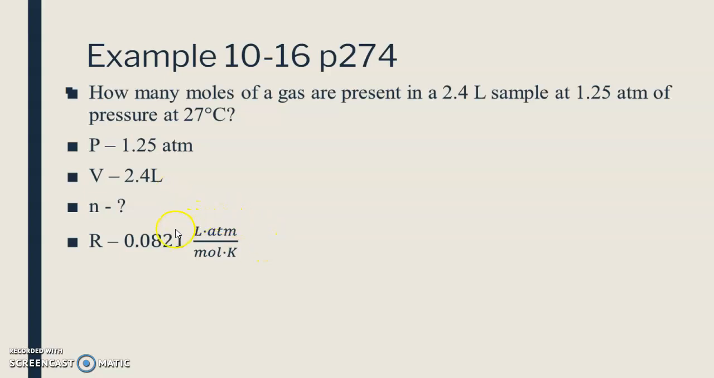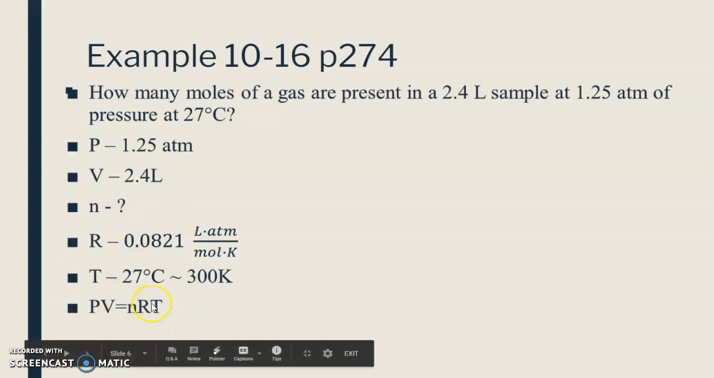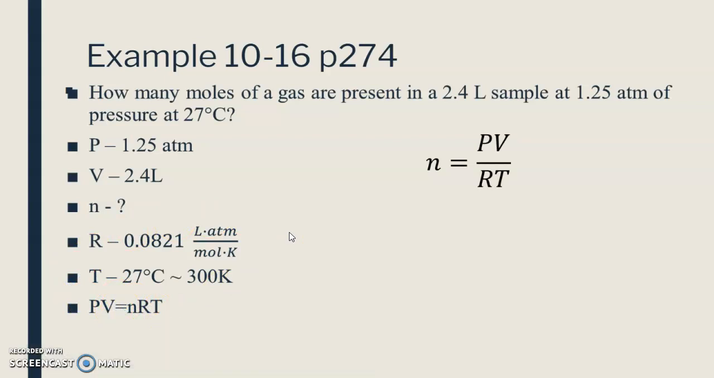The reason why is because this one has a unit that includes the atmosphere. Because our pressure is in atmospheres, this is the gas constant that we will need to use. And then our temperature is 27 degrees Celsius, but I added 273 to that to make it 300 Kelvin, and that's going to be our working temperature. I'm using this equation, PV is equal to nRT, and I need to get n by itself, so I would divide both sides by RT to get a working equation that looks like this. n is equal to PV over RT.